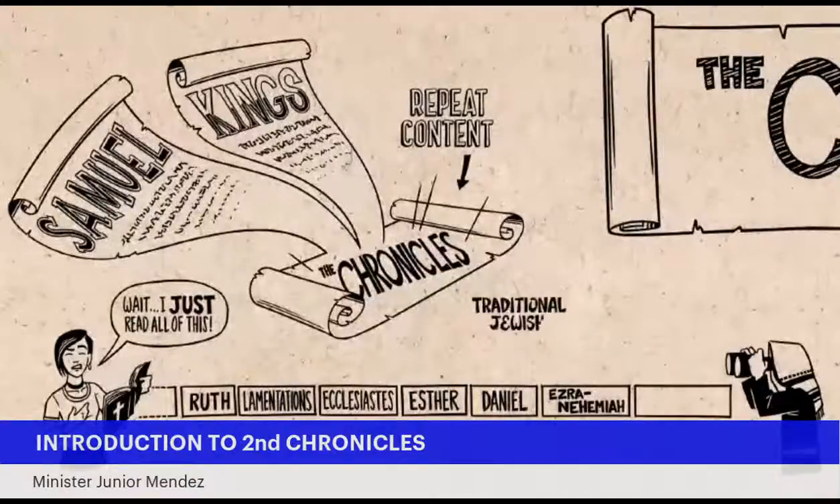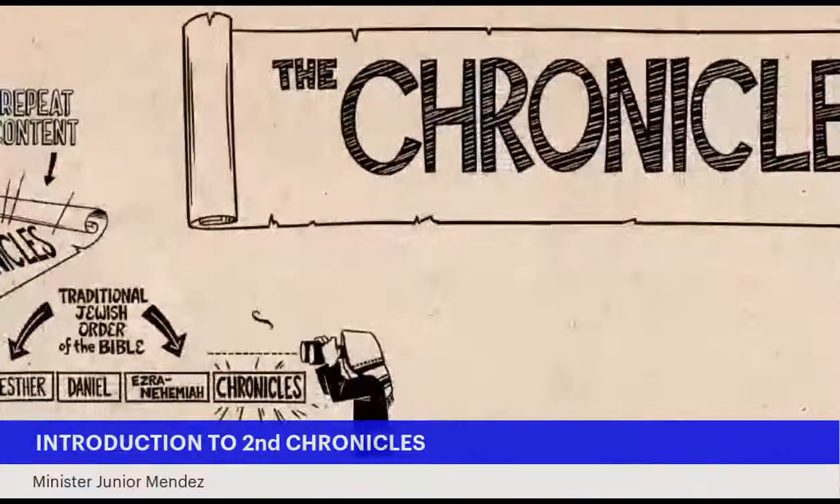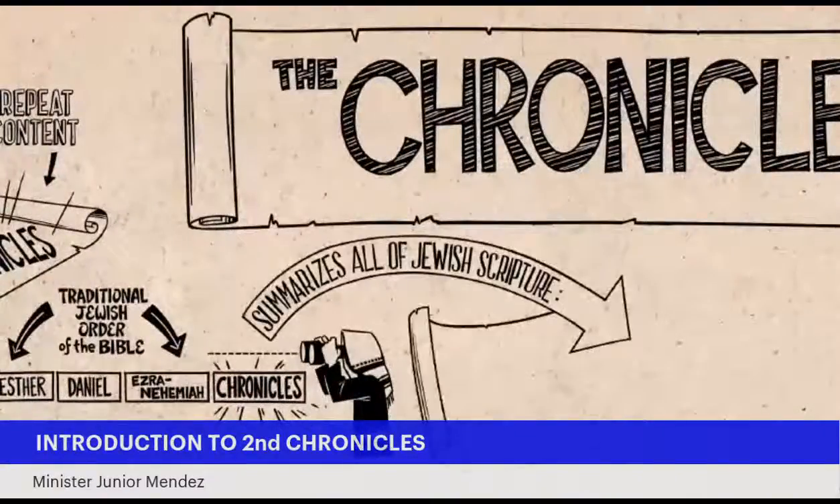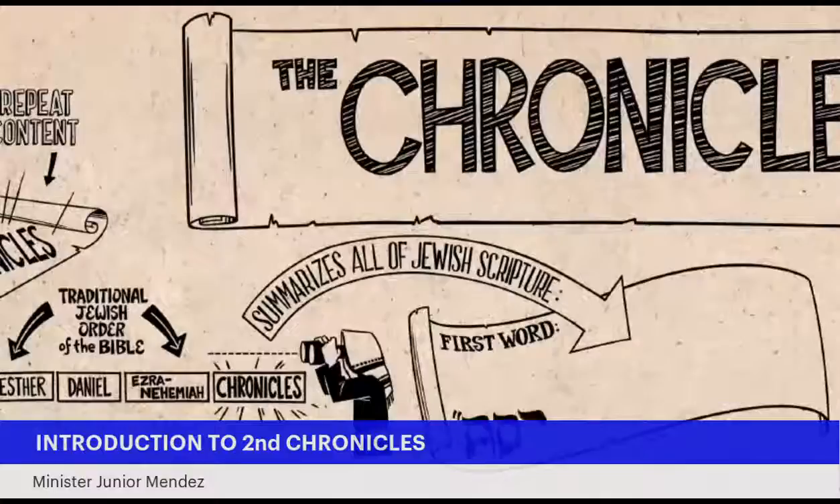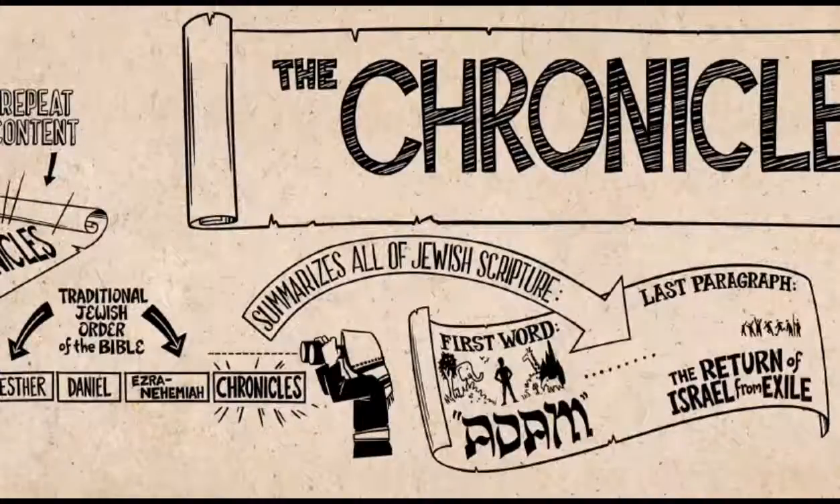In the traditional Jewish ordering of the Bible, Chronicles is actually the last book because it summarizes all of the Jewish scriptures. The first word in the book is Adam, the first character at the beginning of the story, and then the last paragraph announces the return of Israel from exile.